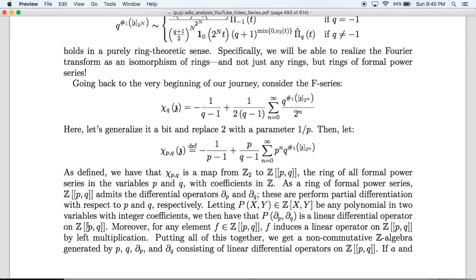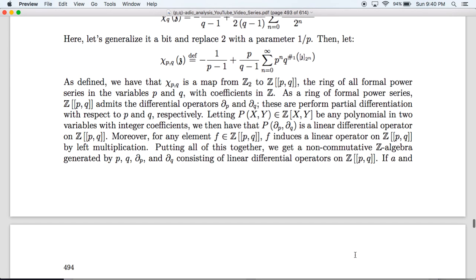Moreover, for any individual power series, we get a linear operator on our ring by left multiplication. Putting all of this data together, we can take our ring of power series and upgrade it to a non-commutative Z algebra generated by P, Q, and the two differential operators, consisting of all linear differential operators on this ring.